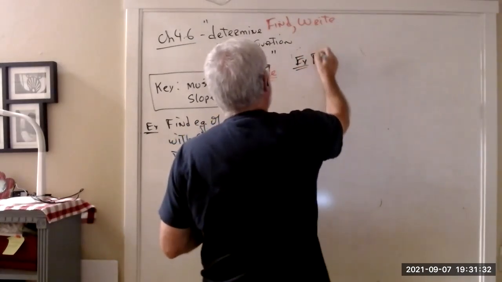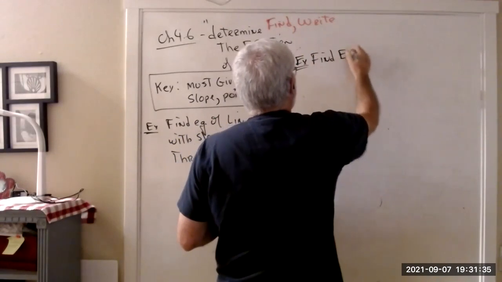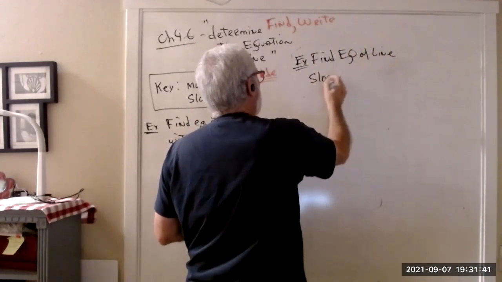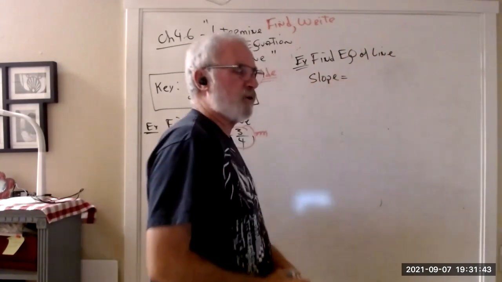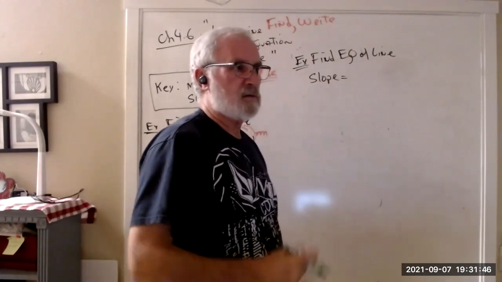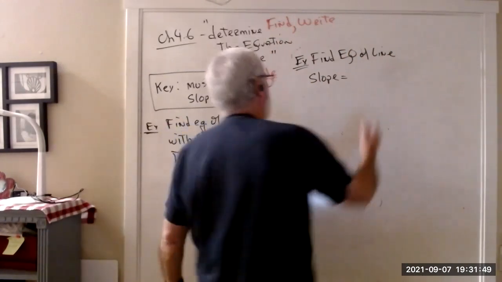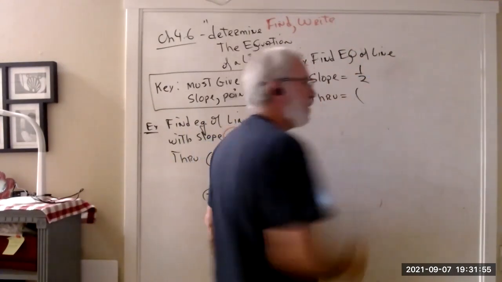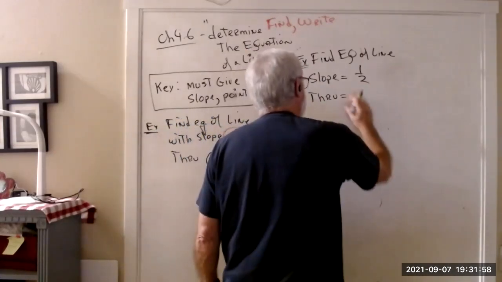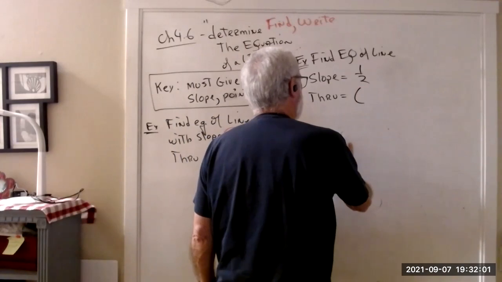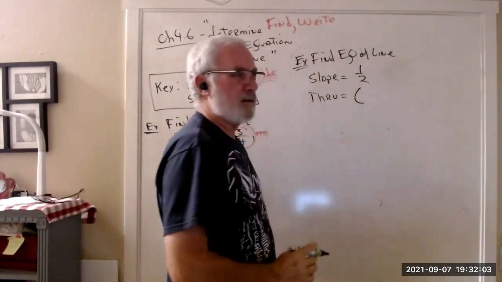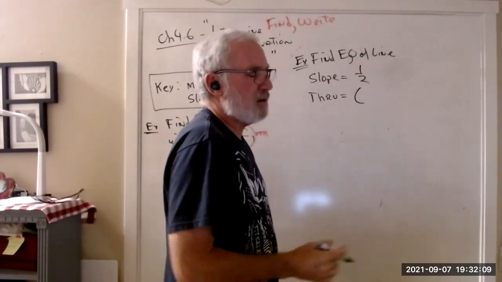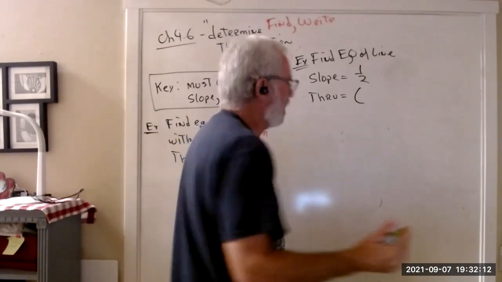Example, I want you to find the equation of a line that has a slope... somebody give me your favorite slope. 1/2. Oh, God, okay. 1/2 and goes through the point... come on, somebody give me your favorite point. 0, 4. Too easy. Maybe not. Okay, 0, 4.